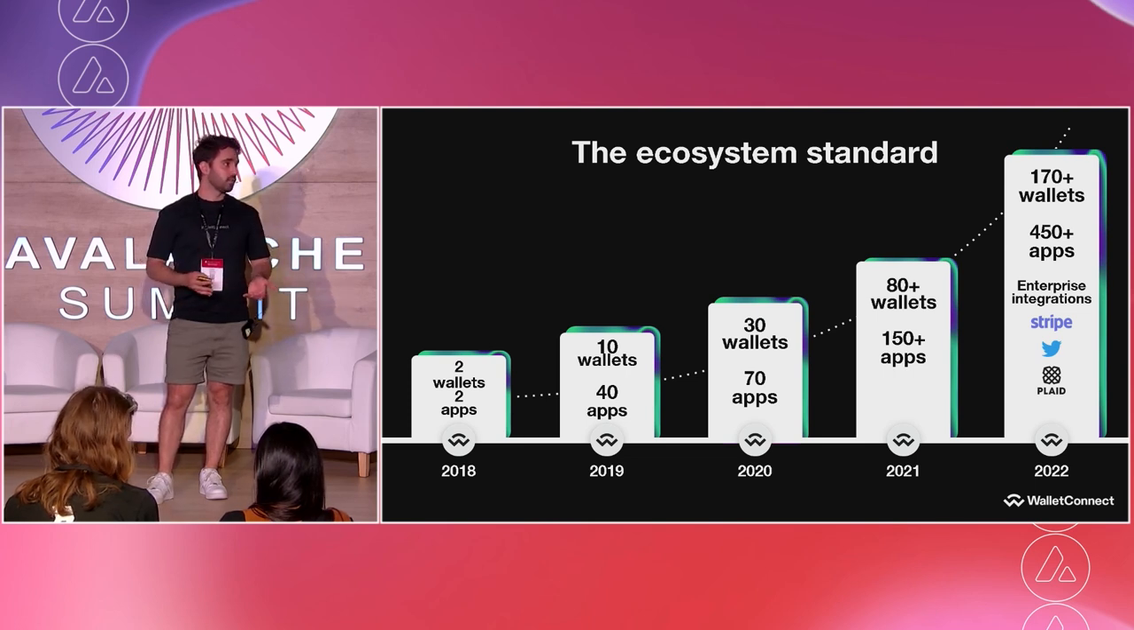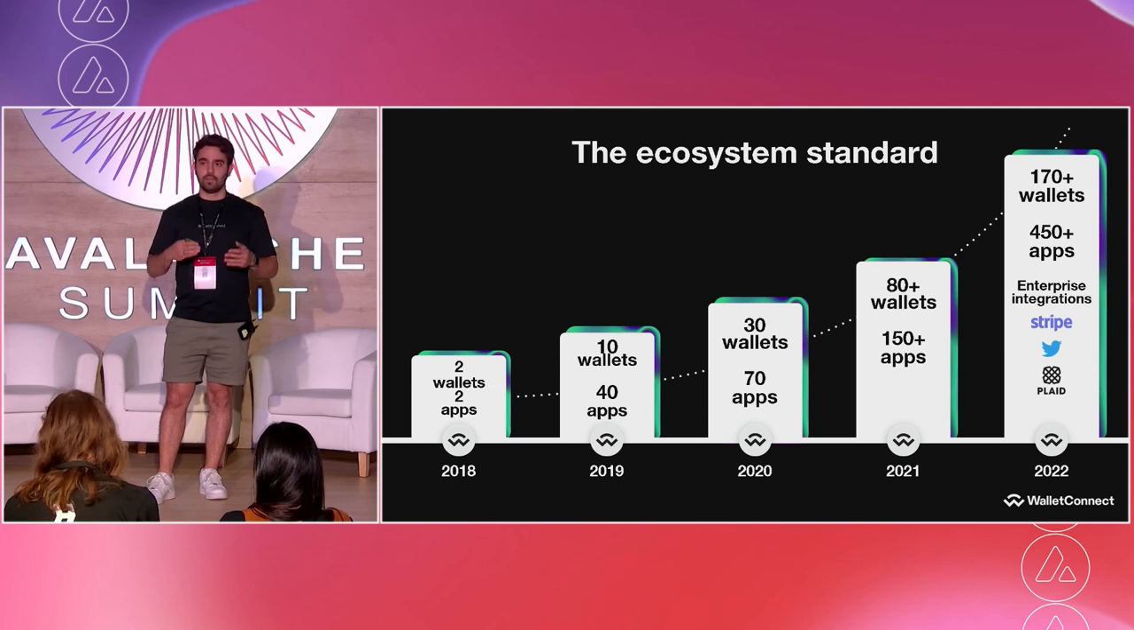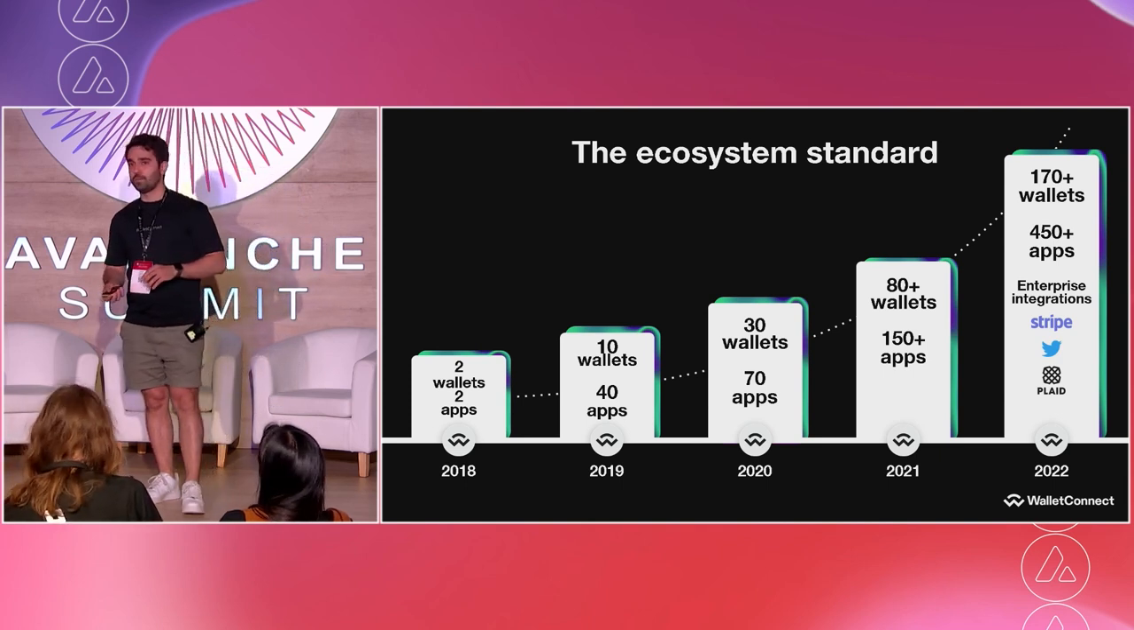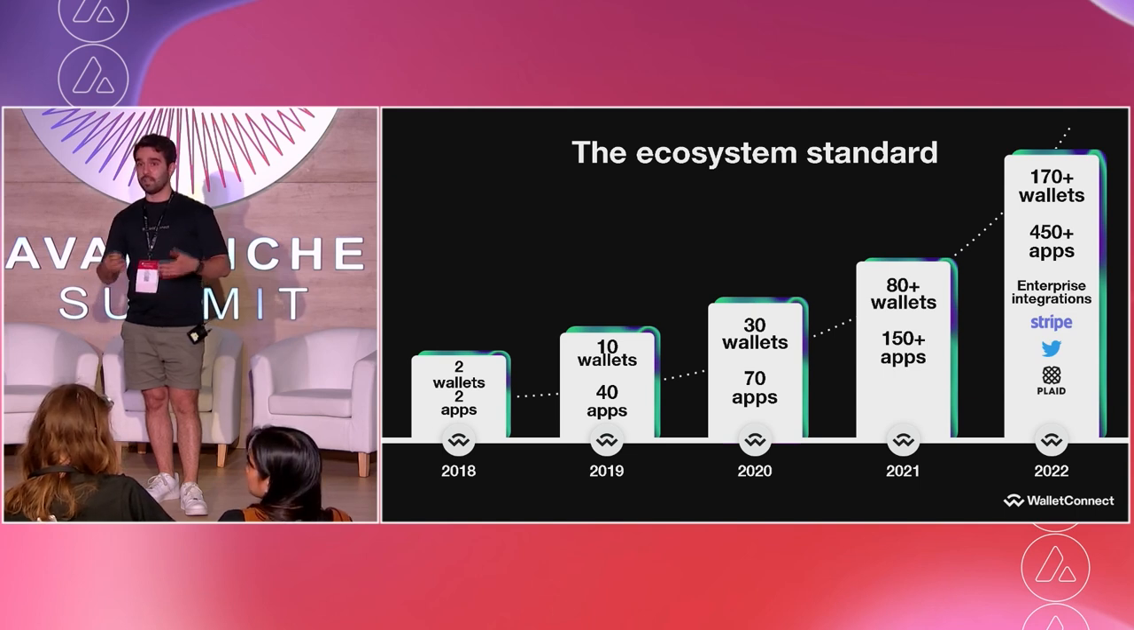We had so many wallets coming into place, and the more wallets adopted, the more dApps adopted, and it kind of became like the chicken and egg problem solved itself, with creating a common denominator that all of these wallets could agree on, created a standard that they could all build on top. And eventually, in 2022, we had enterprise integrations.